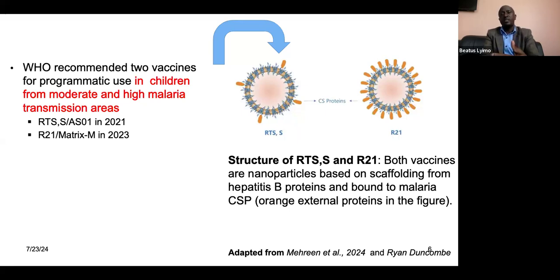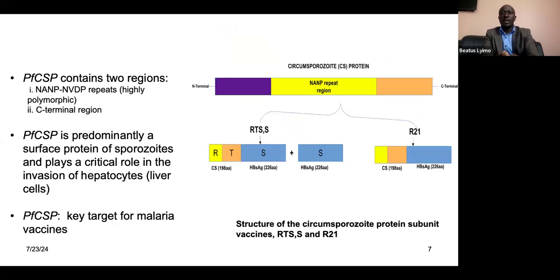This justifies that R21 may have very high efficacy and elicit a high antibody response compared to RTS,S, as we see that it contains a high proportion of CSP protein. We further report that when we compare the 2 vaccines, RTS,S has 2 portions of hepatitis B, while R21 has only 1 part.